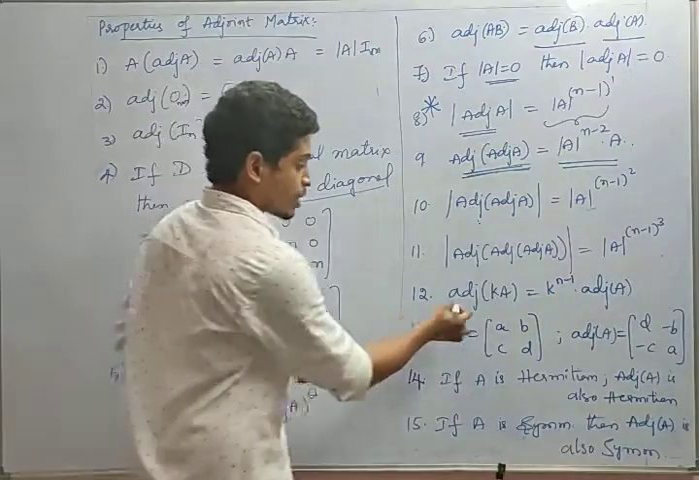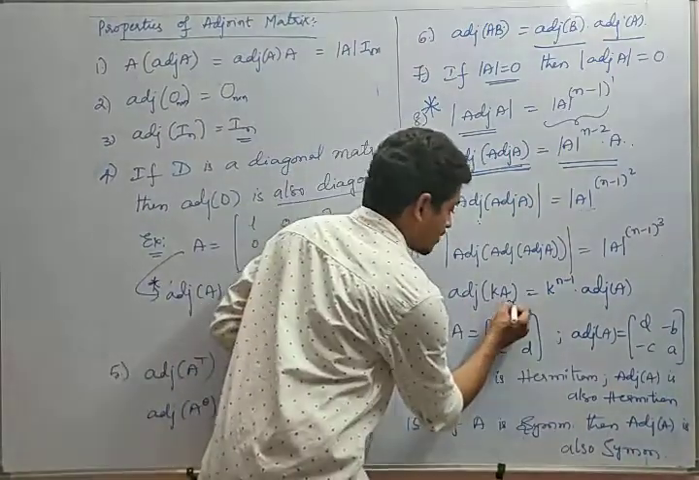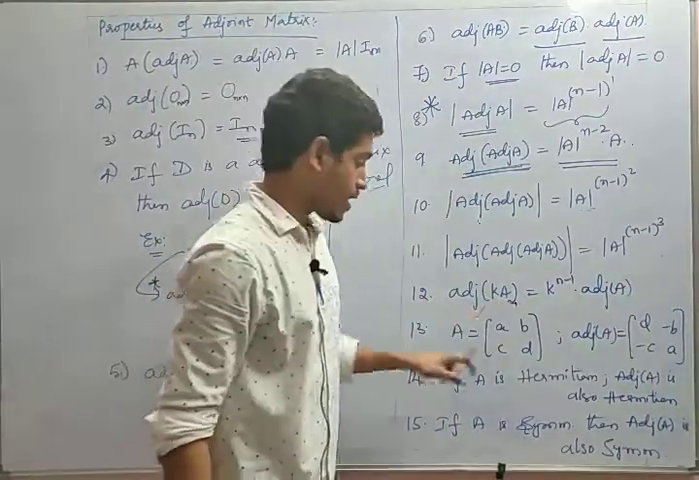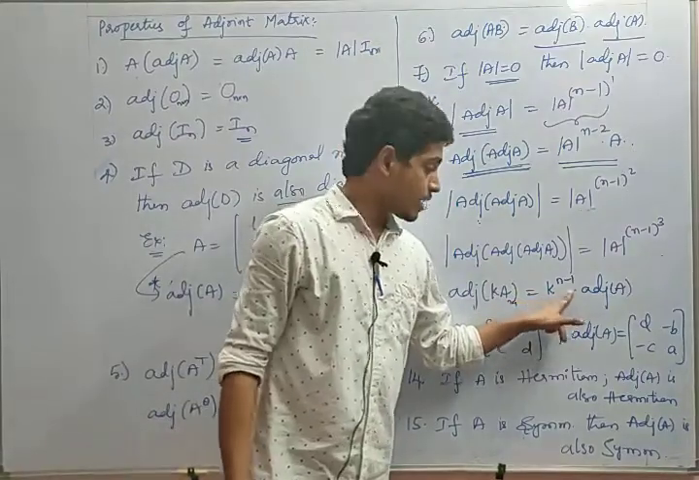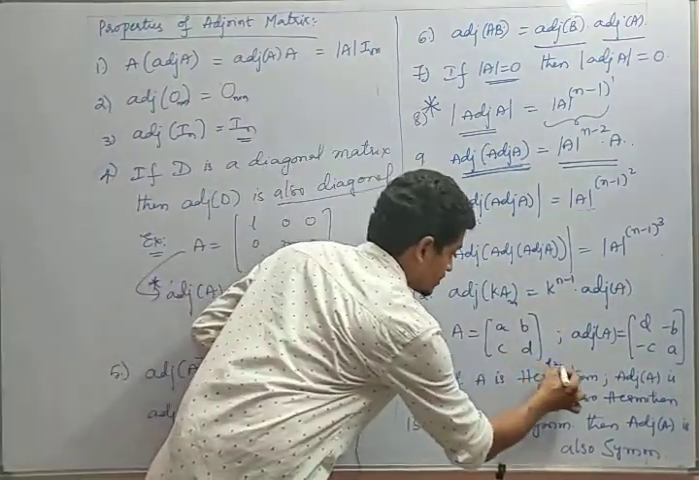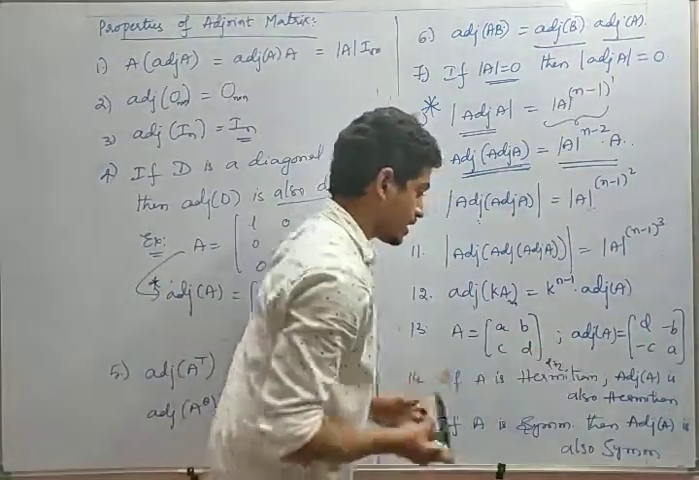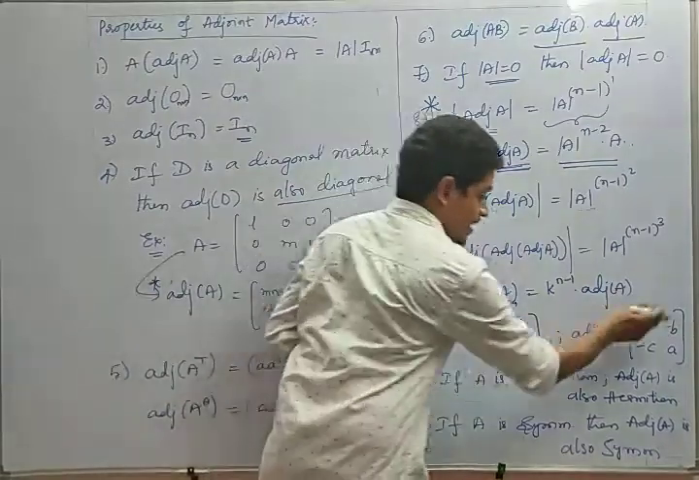Now, the adjoint of K A is K power n minus 1 into adjoint A, where n is the order of matrix A. Okay, the adjoint of K A, where K is a constant, which is a scalar, is K power n minus 1 into adjoint A. Okay, next, if A is a 2 by 2 matrix A, B, C, D, then adjoint A is nothing but D, minus B, minus C, A. D, minus B, minus C, A.